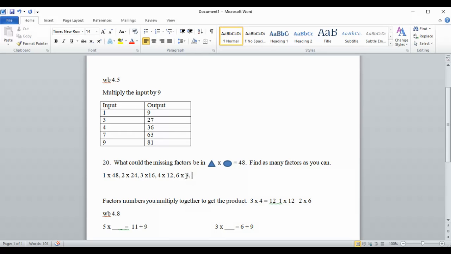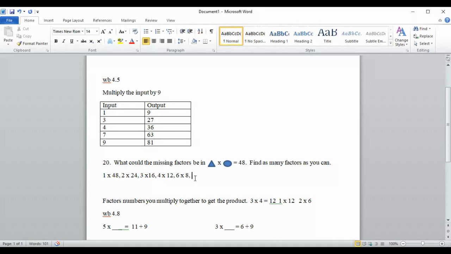Can we multiply 8 by anything? Yes, we can. We can multiply it by 6. We already have that written down, so that's how we know we're finished, because we've repeated something. There's no need for us to write 8 times 6 because we already have it written as 6 times 8. Those are the factors, whether we put them this way or whether we reverse them. So this is as many factors as you can find.